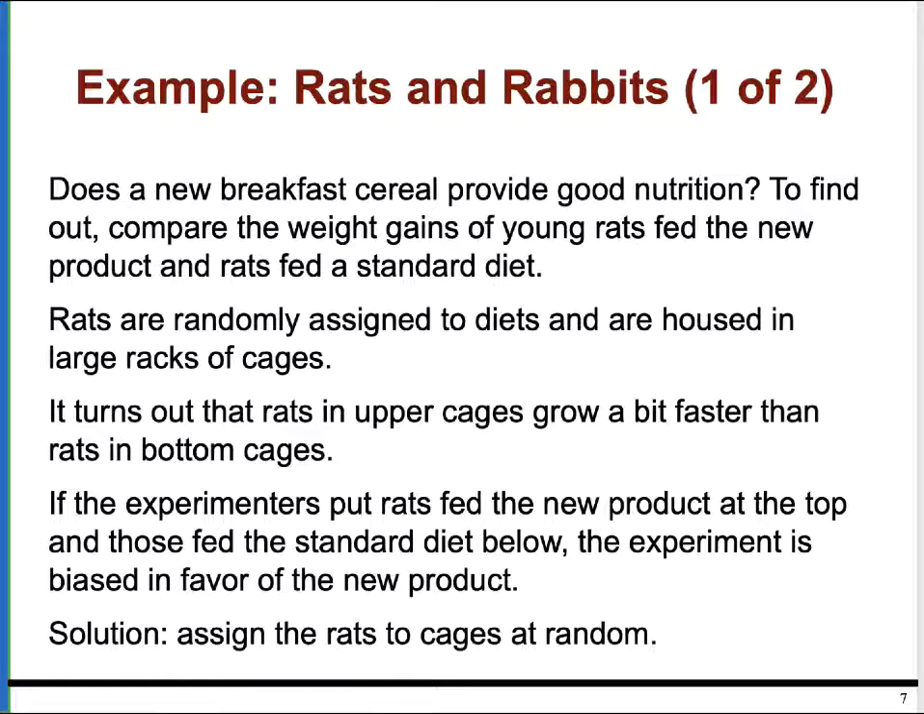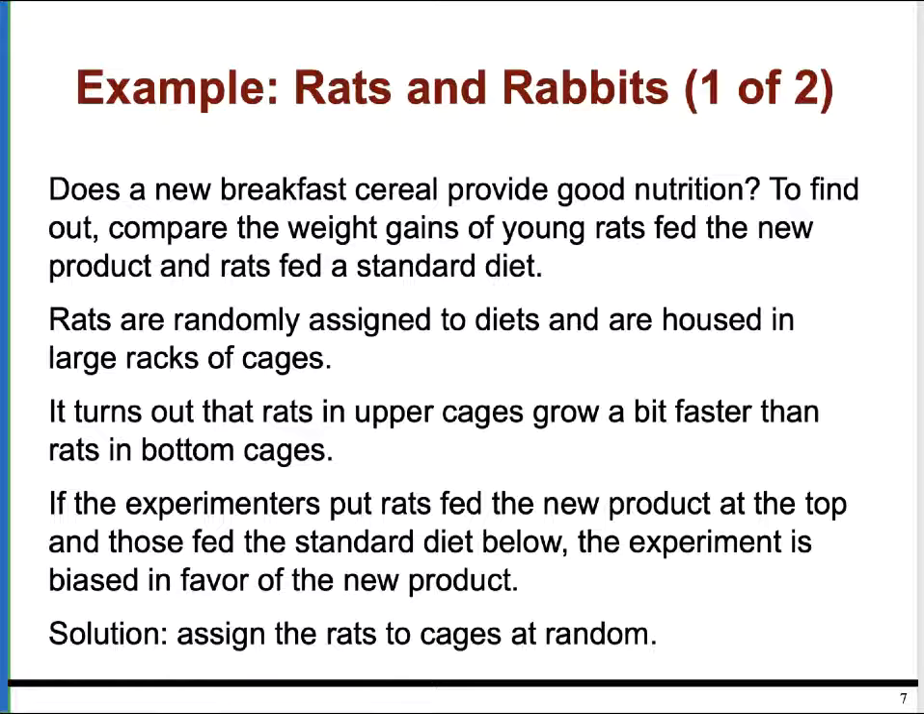But for whatever reason, it turned out that rats in the upper cages grew a little bit faster than rats in the bottom cages. So with that information, if the experimenters put the rats fed with the new product at the top and those fed with the standard diet below, then the experiment's going to be biased. And the reason is that it's hard for us to know if it was the food or the cage location that actually determined the change in weight.